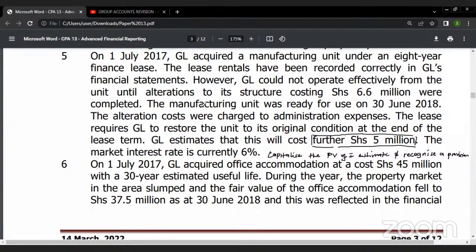Now, when it comes to the cost incurred, the cost of alteration of the structure, this is a capital expenditure.